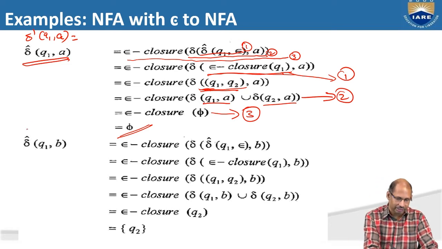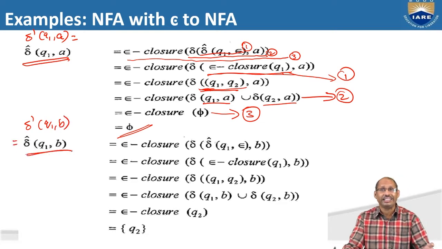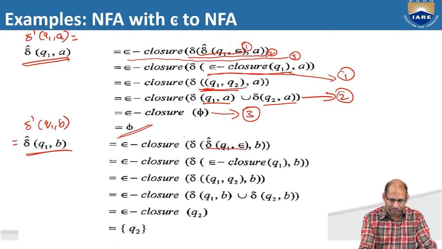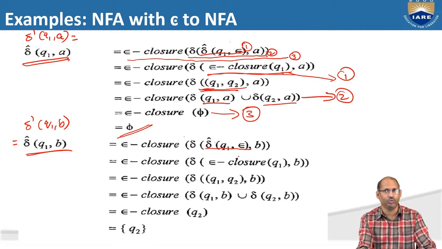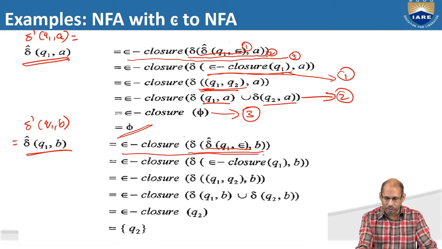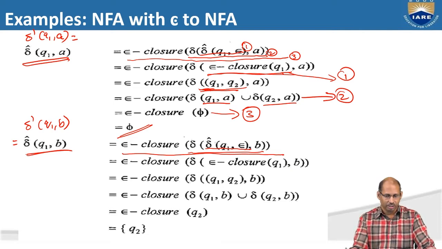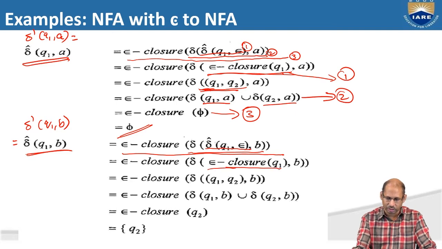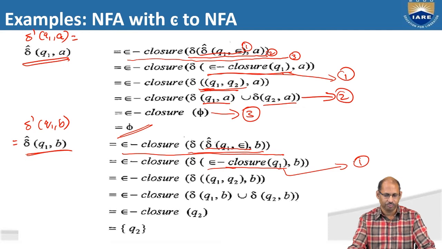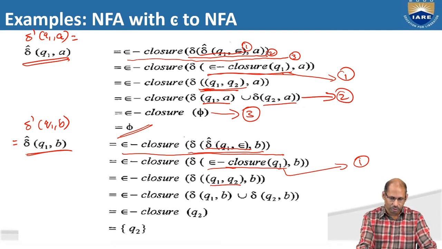Now, to find the NFA transition Q1 on B, we require the string transition function of NFA with epsilon of Q1 on B. It is a three step process. Step one, find the epsilon closure of Q1. Then, applying symbol B is the second step. Finding the epsilon closure of the result is the third step. What is the epsilon closure of Q1? Q1, comma, Q2.